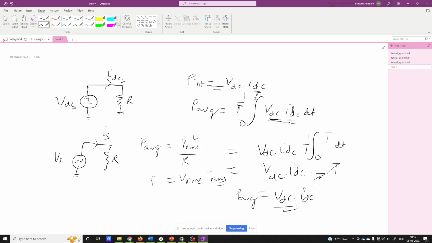Correct. So in this case also, you see the average power expression looks almost like the instantaneous power expression, which is equal to what? Vs times Is, isn't it? Here Vs is the voltage source and Is is the current. So Vs times Is and V RMS times I RMS, these two equations look almost the same. There is a voltage term here, a voltage term here, a current term here, and a current term here. So these two look almost identical.